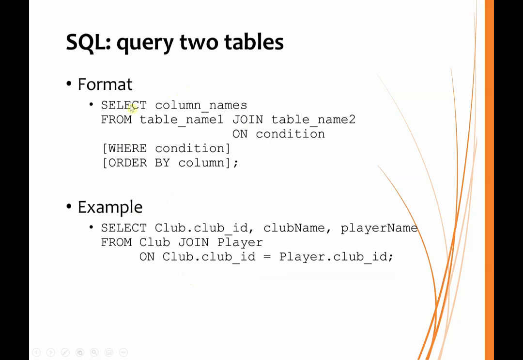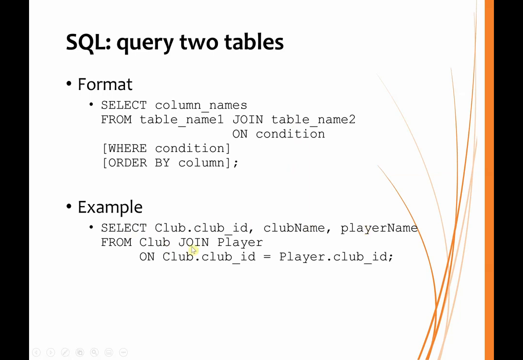Sometimes we want to query 2 tables at the same time, in which case we will use a join. So we'll select the column names, and these will be names from both tables in the query, from first table name, join second table name on, and then some condition which will identify how these two are to be related.